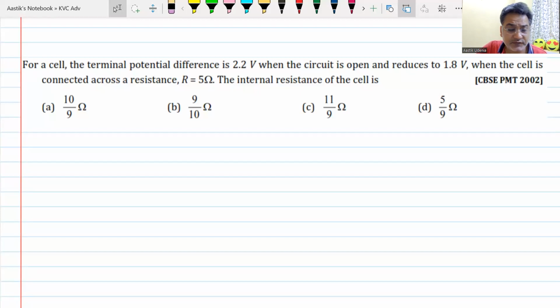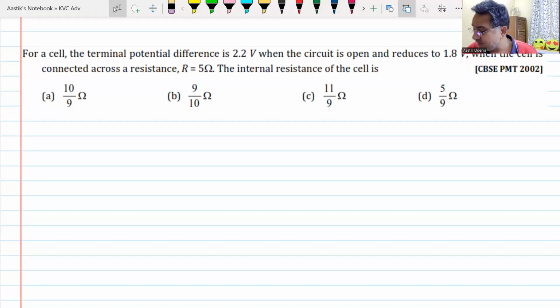This is the next question. For a cell, the terminal potential difference is 2.2 volt. Terminal potential difference means the potential difference across the battery. When the circuit is open, and it reduces to 1.8 volt when the circuit is closed with a resistance of 5 ohm. What is the internal resistance of the cell? These questions are in fashion these days.